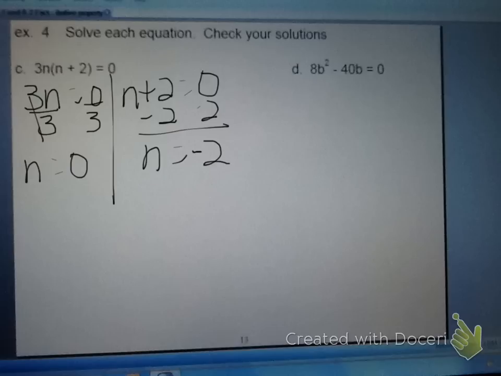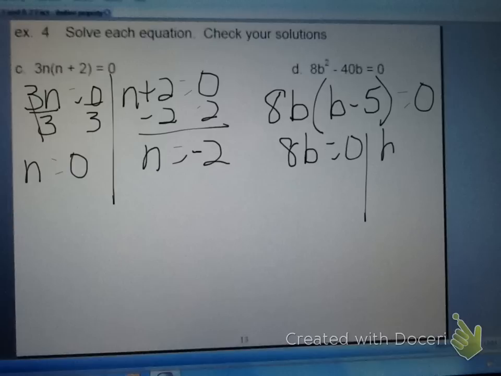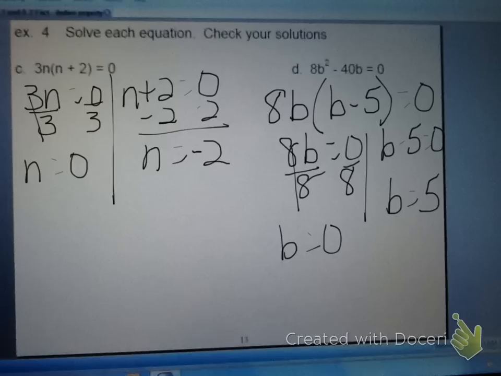Example D, as you can see, these are terms. They're not factors. Terms are numbers that we're adding or subtracting. Factors we would be multiplying. So we're going to factor first. We are going to factor out a GCF of 8b and get b minus 5 is equal to 0. Put each one equal to 0. Divide by 8. B is equal to 0 and b is equal to 5. And that is the end of section 8.1 and 8.2.